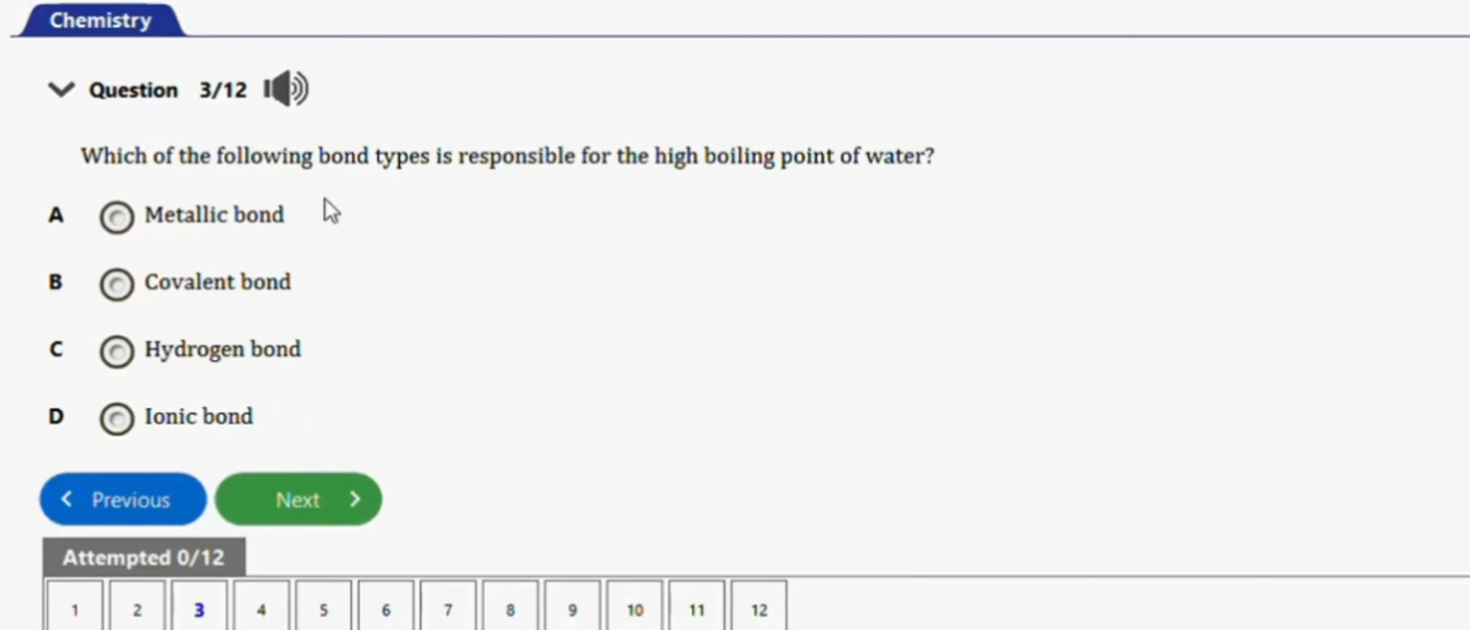It says which of the following bond types is responsible for the high boiling point of water? So this is obvious. The right answer is option C, which is hydrogen bond. Very important, guys. Take note of this question. The next repeated question will be this one.